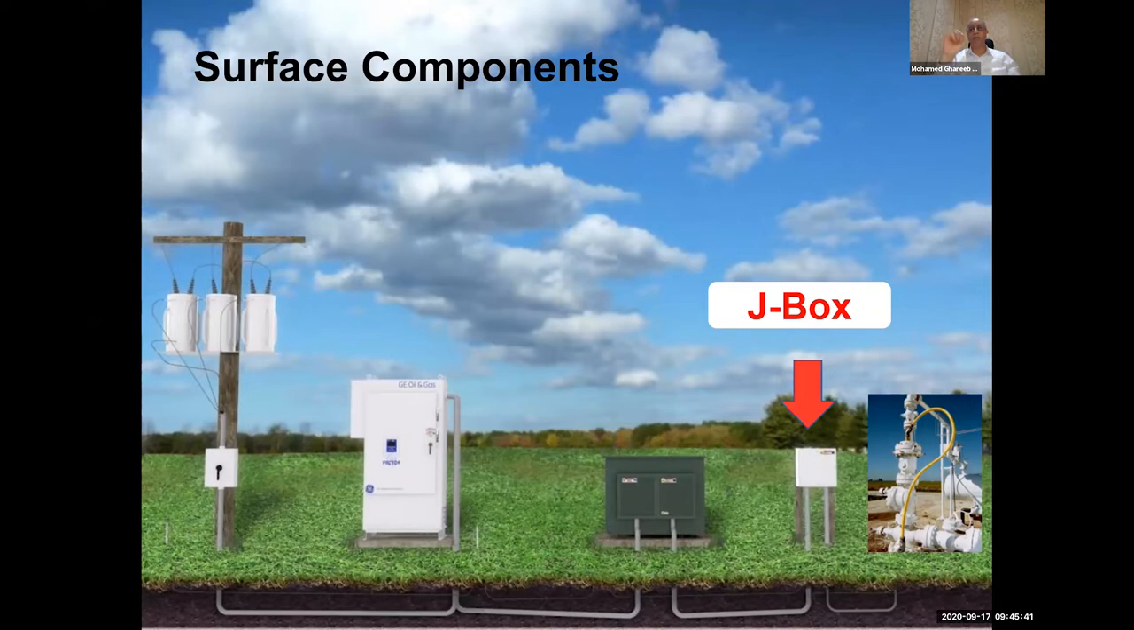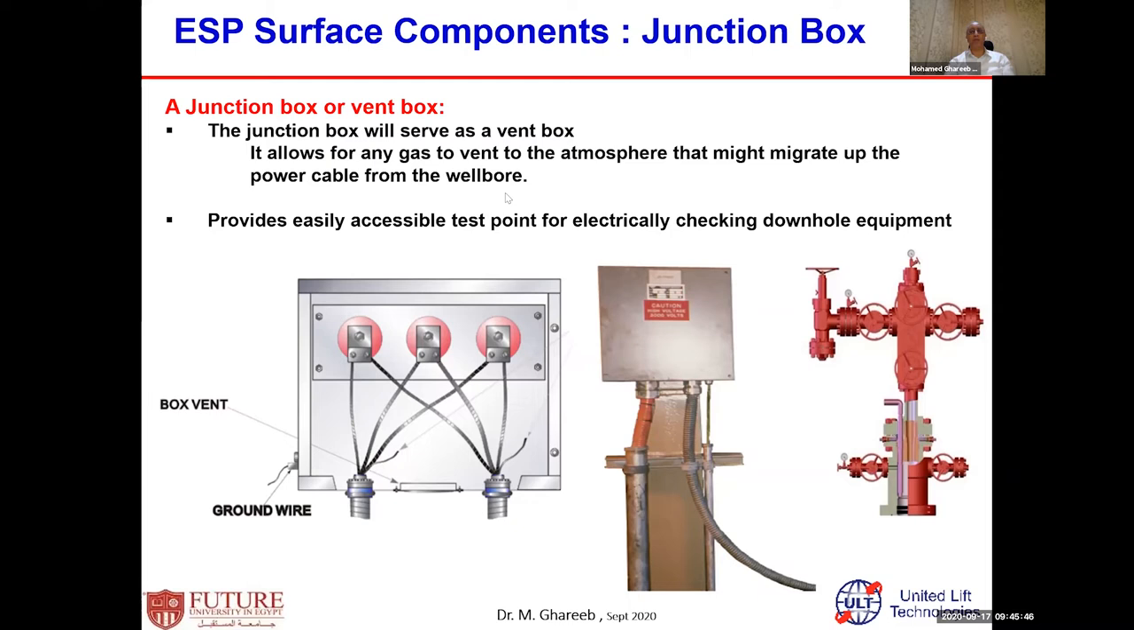If you look here, the junction box is a very simple device. The power cable, just after coming out of the well, whatever type of wellhead, first connects to the surface connection through what we call the junction box. There are input cables and output cables. This is different from this. The input cable connects the cable coming from downhole to the junction box. The output cable just connects the junction box to the surface connection. Inside the junction box, you can find this as one of the designs.